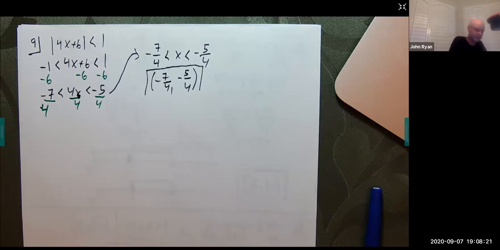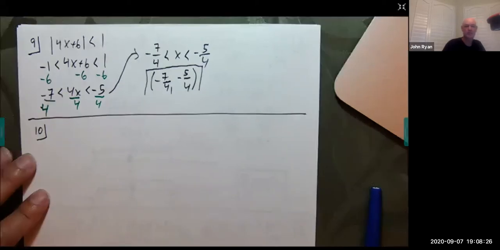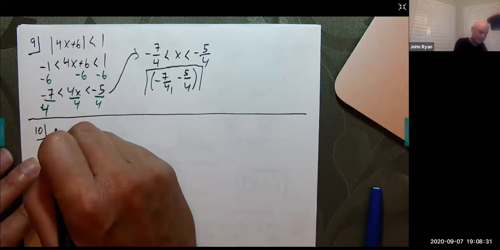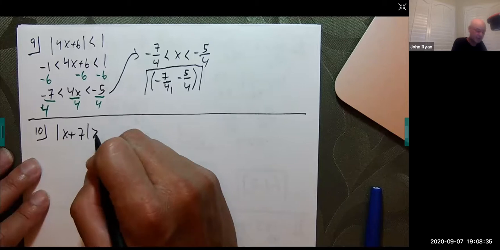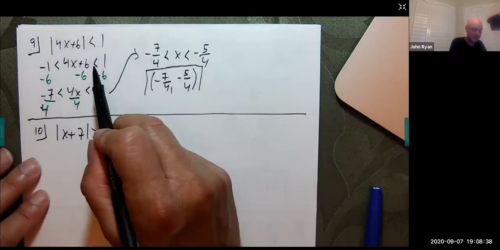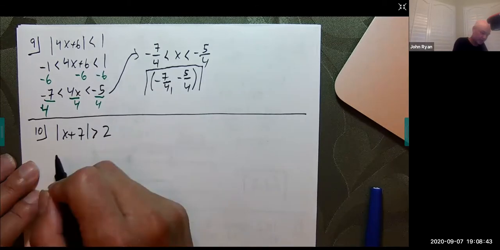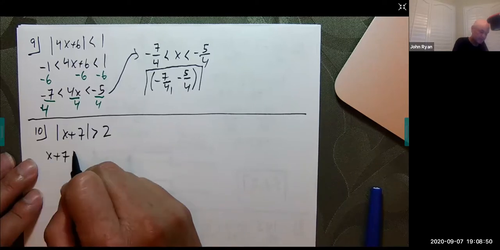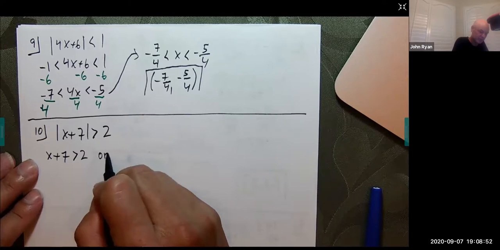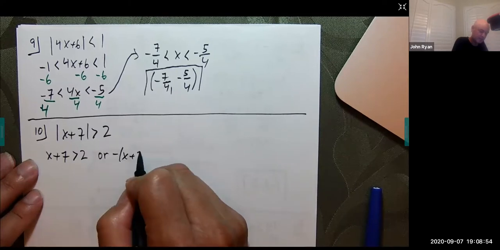Now this is in contrast to the type 2, which is going to be number 10, which is absolute value of x plus 7 is bigger than 2. So this one we had a less than, and we got to break it into the 2 pieces. Bigger than, we can't do that. We have to just kind of grind it out. So this is going to be x plus 7 is bigger than 2, or negative x plus 7 is bigger than 2.